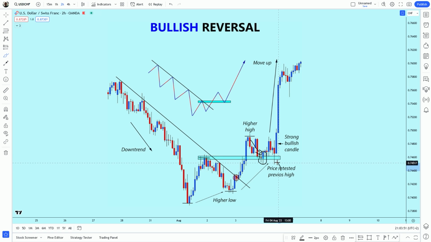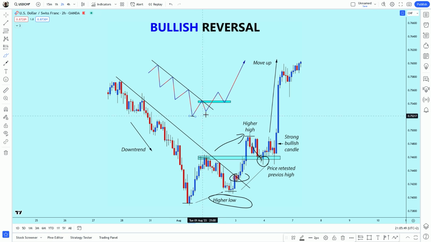Also, we can see these weak rejections and then we can see this strong bullish candle here. I would consider this as a final sign and confirmation of a reversal. So to simplify this, we have this higher low formation, we have a breakout, we have a higher high formation, and we have a retest of this previous high and basically a new higher low formation.